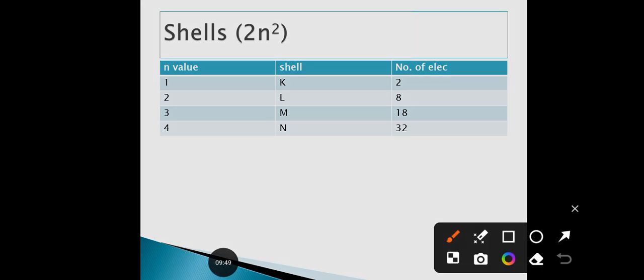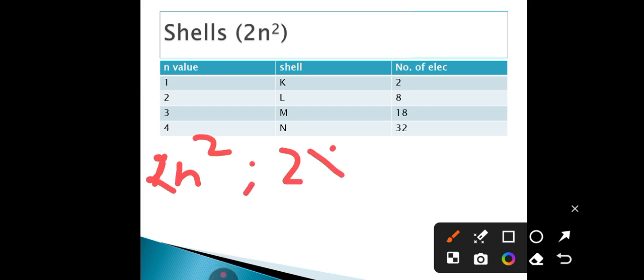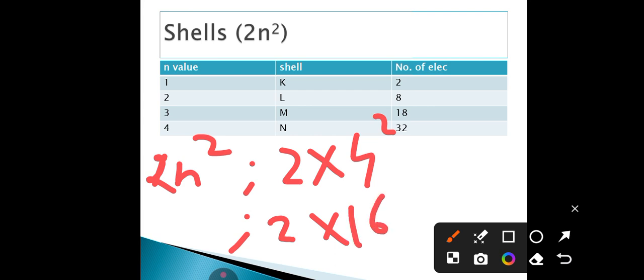And similarly, the last one, n is equal to 4, 2n square, 2 into 4 square. How much is 4 square? 16. 16 twos are 32. So the N shell can accommodate a maximum of 32 electrons.